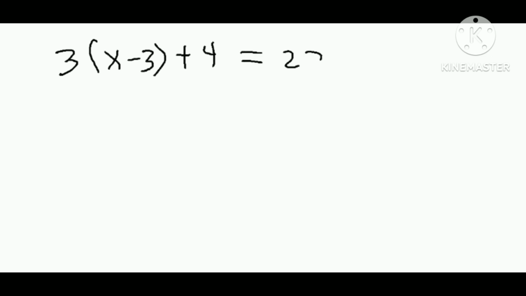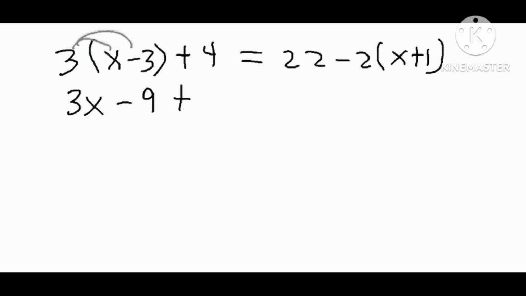Now let's try an example where we have variables on both sides with parentheses. Feel free to solve this equation. In this particular example, I'm going to distribute first before combining like terms. So let's distribute the 3 to the x and the negative 3. 3 times x is simply 3x, and 3 times negative 3 is negative 9. We can rewrite the 4. And now let's distribute the negative 2 to x and 1. So it's going to be negative 2x and negative 2.